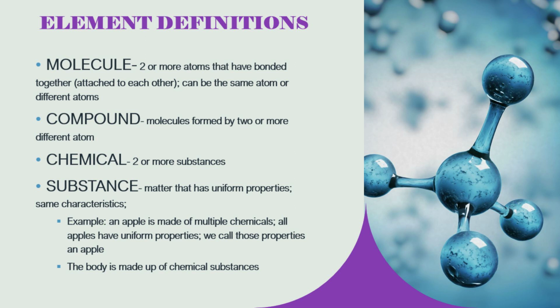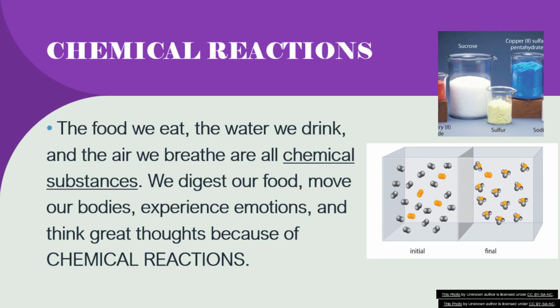Example: an apple is made of multiple chemicals. All apples have uniform properties. We call those properties an apple. The body is made up of chemical substances. The chemicals in our body go through reactions.